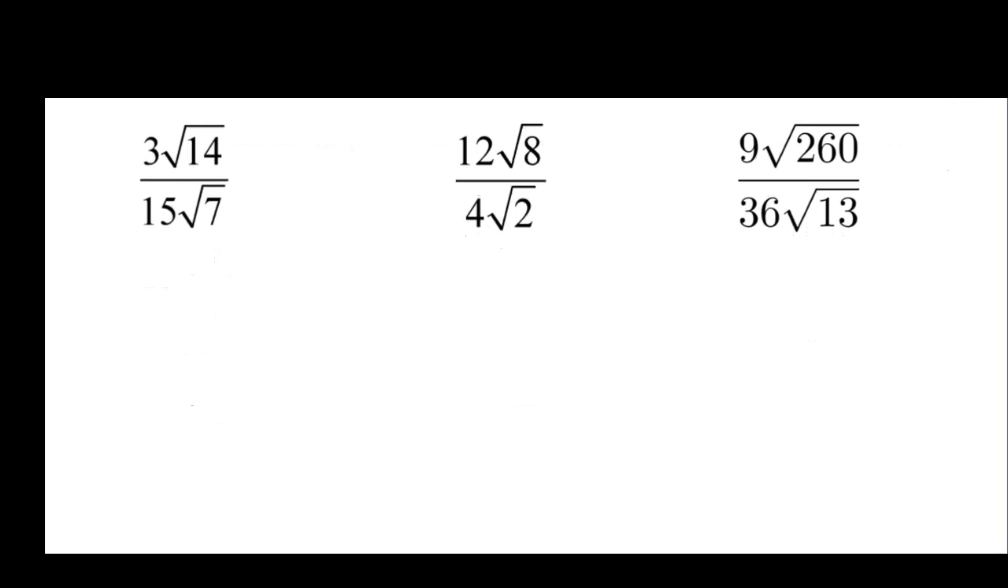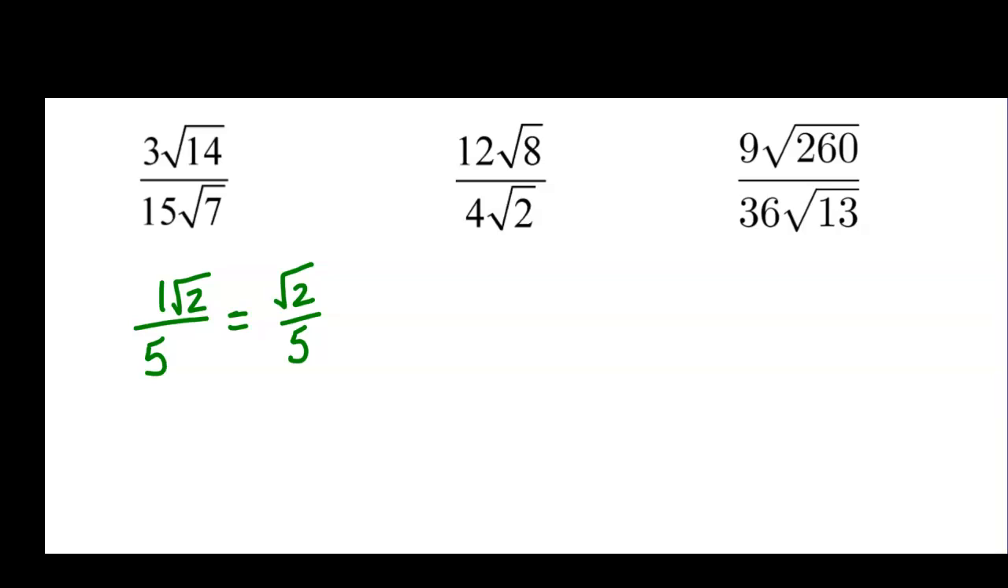So our first example is 3 square root of 14 divided by 15 square root of 7. So we divide the coefficients. So 3 divided by 15 reduces to 1 over 5. Then we divide the radicands, so 14 divided by 7 is 2, so that gives us a square root of 2 in the numerator. And we can rewrite this as square root of 2 over 5. And that answer is in simplest radical form, since 2 cannot be factored any further with perfect squares.